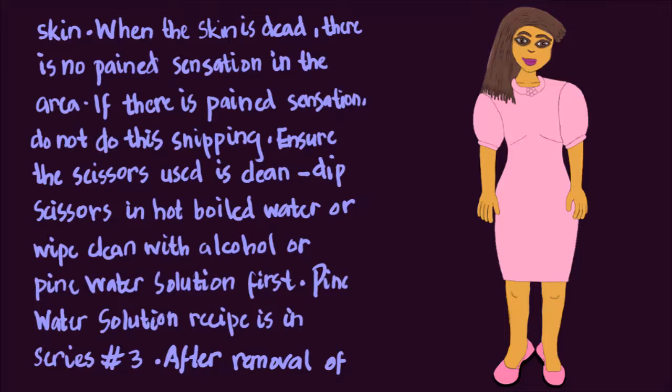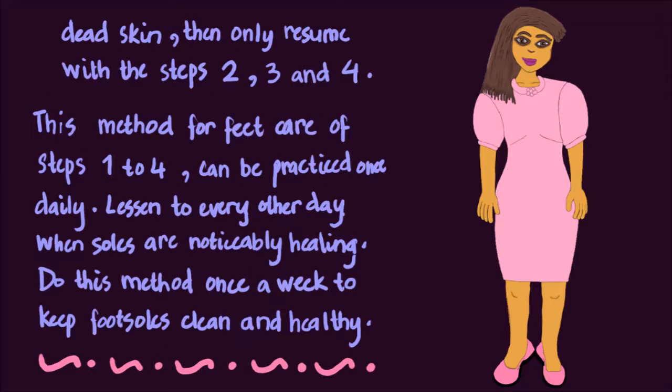Ensure the scissors used is clean. Dip scissors in hot boiled water or wipe clean with alcohol or pine water solution first. Pine water solution recipe is in series number 3. After removal of dead skin, then only resume with the steps 2, 3, and 4.